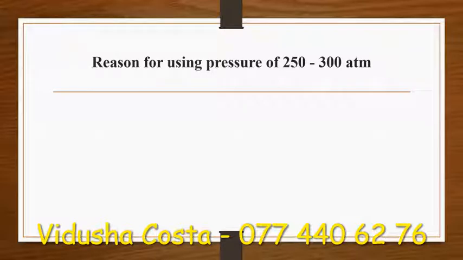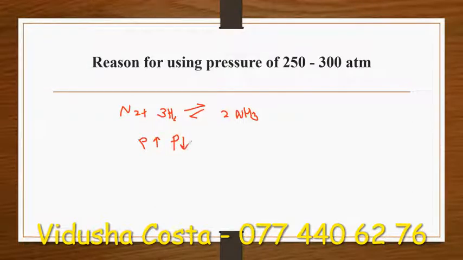Why do we need 250 to 300 atm pressure? It is N2 gas reacting with 3H2. You need to write physical states, giving 2NH3 gases. If you increase the pressure, what will happen? The system tries to decrease the pressure. Le Chatelier principle. To decrease the pressure, here 4 moles of gases, 2 moles of gases. It moves to the side which is having less number of gas molecules, this side.